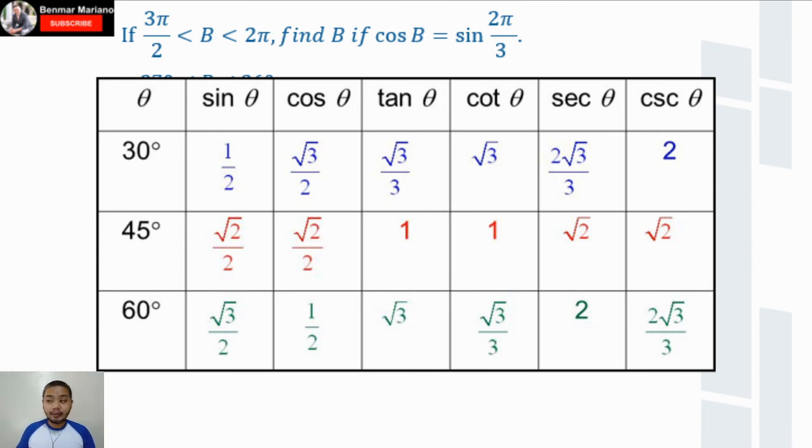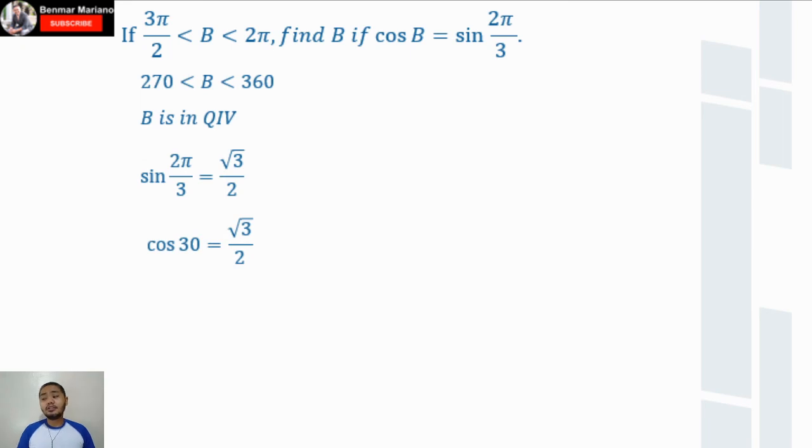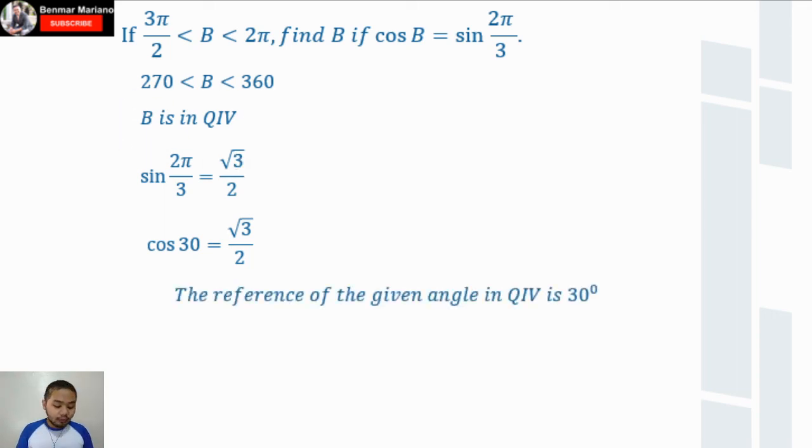So going back, we know that cosine 30 is equivalent to square root of 3 over 2. But B is not equivalent to 30. Why? Because of this condition: B is in quadrant 4. So what are we going to do here? We're going to identify that angle wherein the reference angle of that angle in that quadrant is actually 30 degrees.